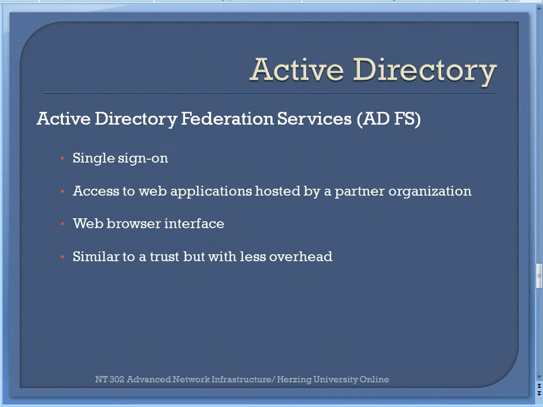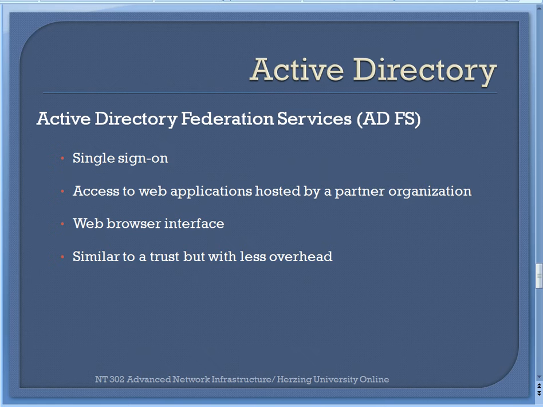A Federation trust works in a manner similar to a one-way forest trust, where one partner is trusted to handle authentication on their end when their users are accessing web applications that are hosted by the partner. If a Federation trust is set up in both directions, then it works more like a two-way trust.